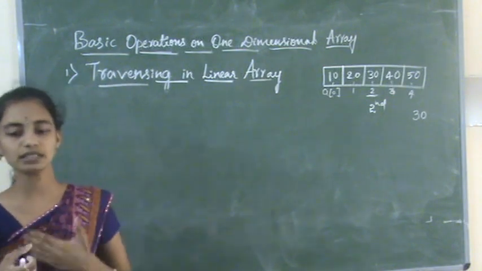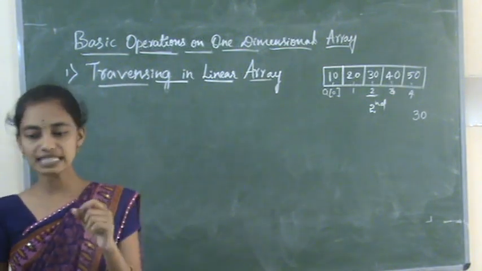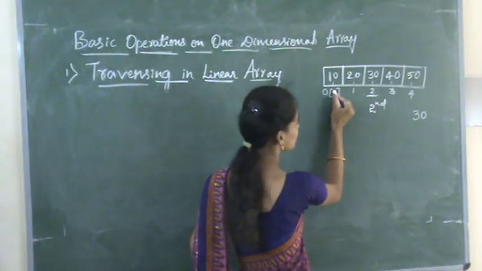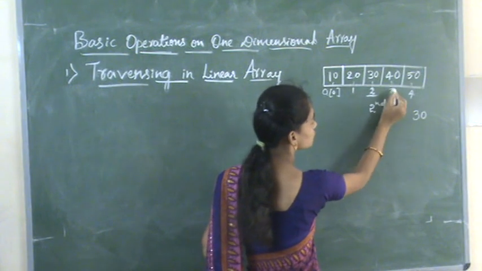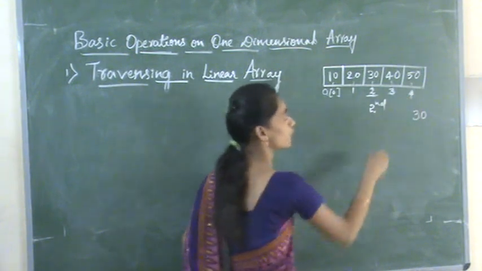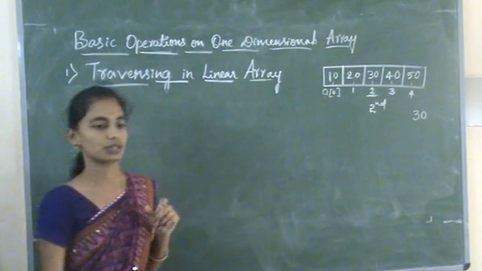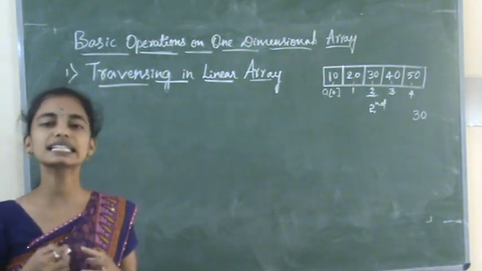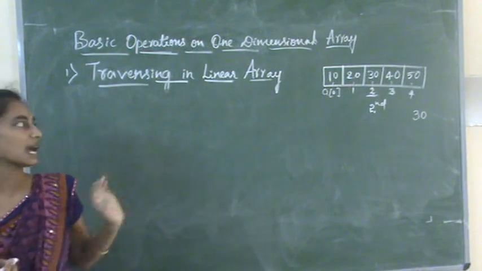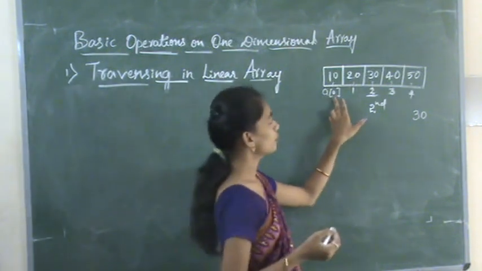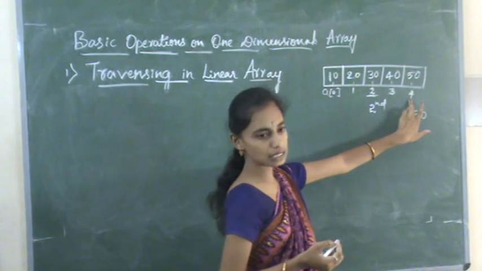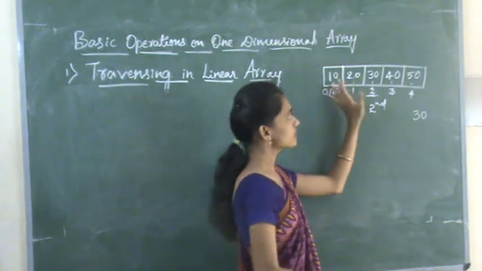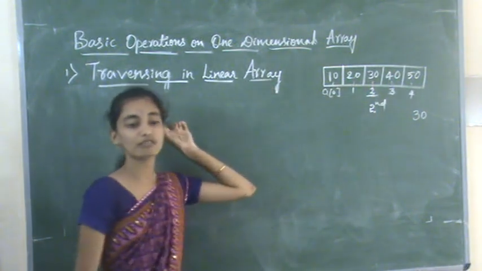So traversing is a process of visiting each subscript. This we call subscript 0, 1, 2, 3 and 4. These we call subscripts. So traversing is a process of visiting each subscript, at least from beginning to last element. So visiting from the first element to the last element, we call it traversing.